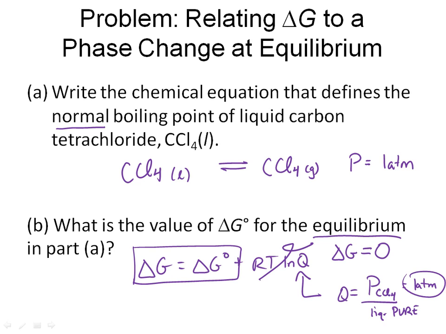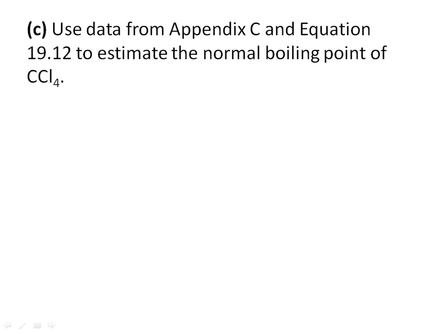Let's move on to part C. Part C is asking us to use data from the appendix, and we're going to use that equation, 19.12, to estimate the normal boiling point of CCl4. And just in case you forgot what equation 19.12 is, it's delta G equals delta H minus T delta S. And in this case, this T is going to be our boiling temperature, so I'll put a little b there.